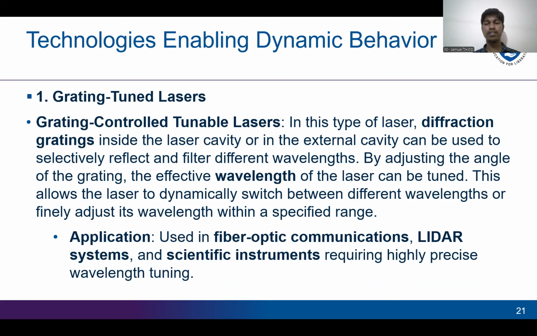In this type of laser, diffraction gratings inside the laser cavity or in the external cavity can be used to selectively reflect and filter different wavelengths by adjusting the angle of the grating. The effective wavelength of the laser can be tuned. This allows the laser to dynamically switch between different wavelengths or finely adjust its wavelength within a specific range. Applications: it is used in fiber optic communication, lidar systems, and scientific instruments.